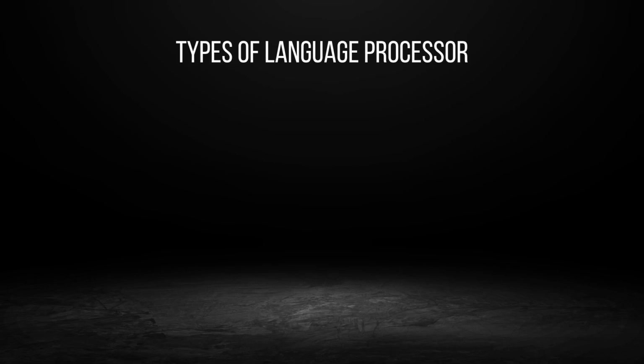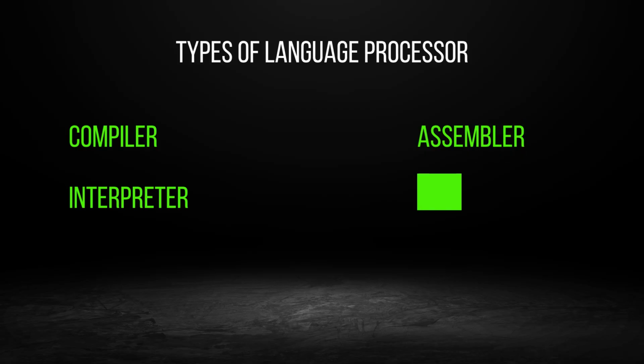Now move forward. We are going to discuss types of language processors. The different types of language processors are compiler, interpreter, assembler, linker, and loader. These are the 5 main types of language processors. Let us explore each one by one.